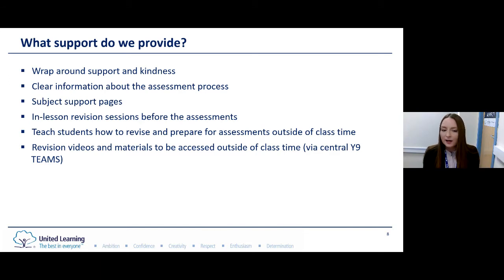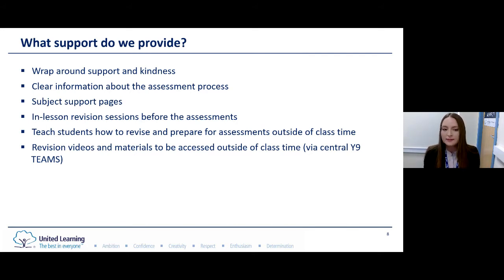And finally, we've been working to teach students how to revise and prepare for assessments outside of class time. This is really important and something that we would always expect of our Key Stage 4 students. So we feel really strongly that we would like to prepare that in Key Stage 3 so they are ready for that independent work around school time.